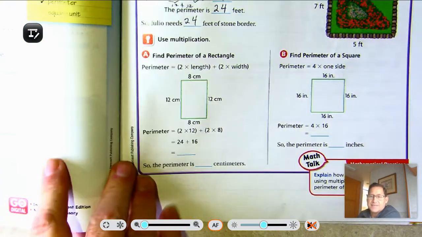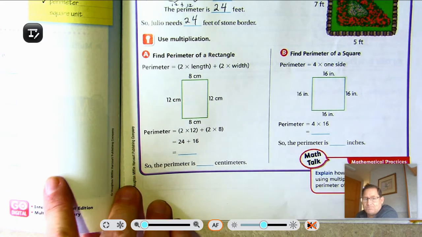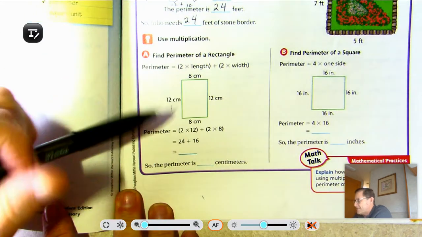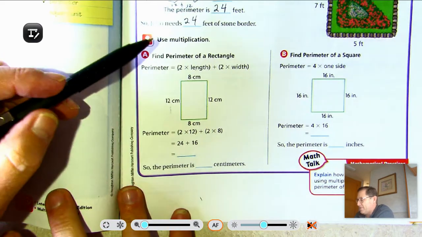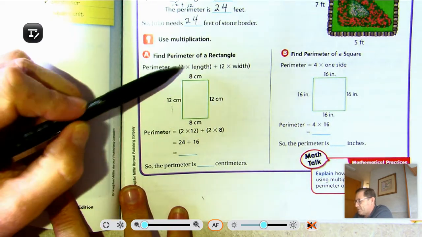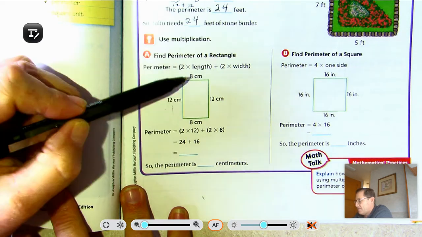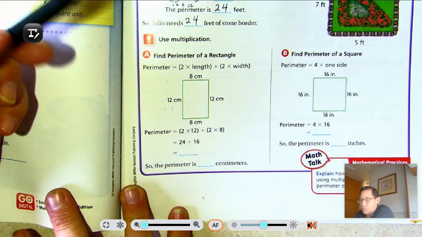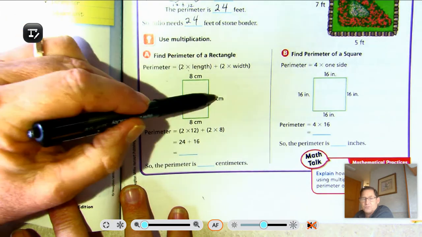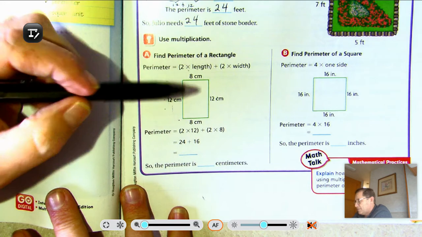Well, we could also use multiplication because two pairs of the sides are the same, right? So we could say 2 times the length plus 2 times the width. So in this example here, we could have 2 times 12 because there's two 12s. And we could also have 2 times 8 because there's two 8s. And then add them together rather than going 12 plus 8 plus 12 plus 8. Either way is right, okay?